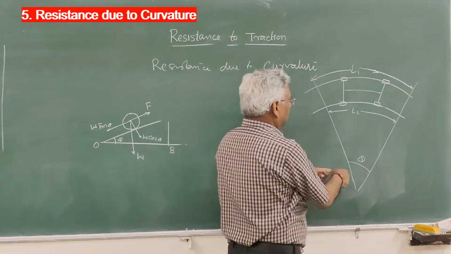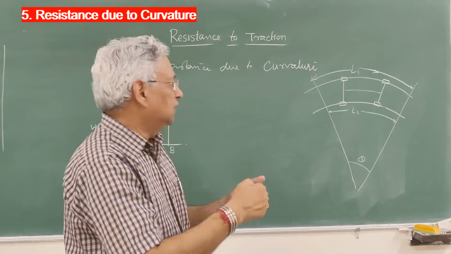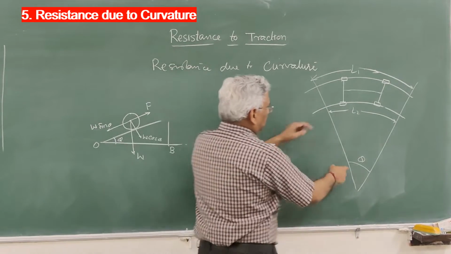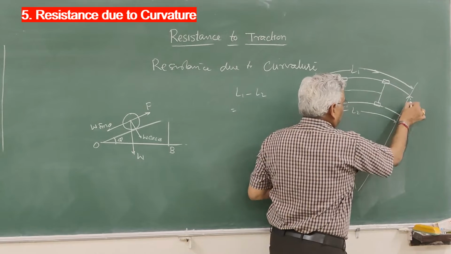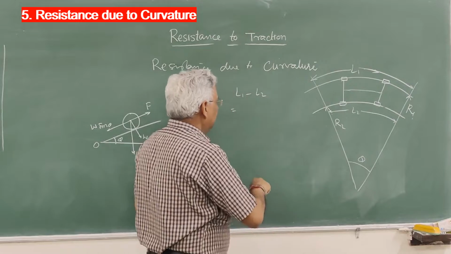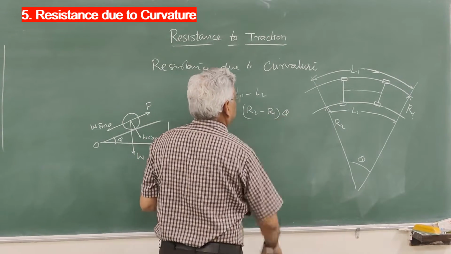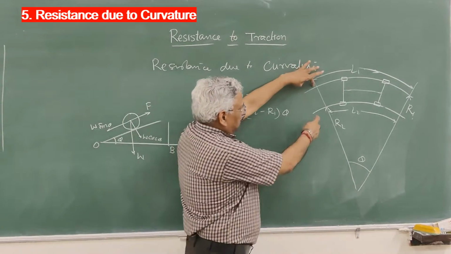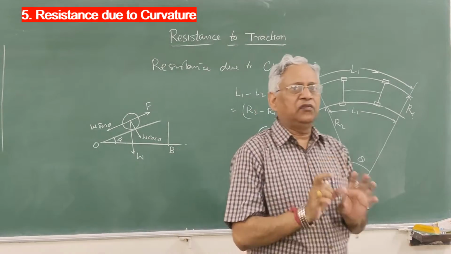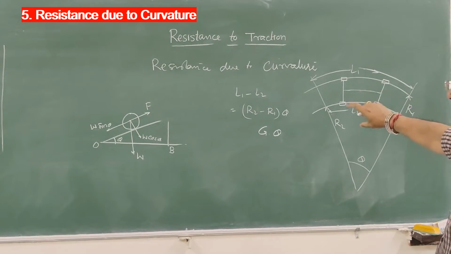for same central angle, then the difference between the length of two rails will be L1 minus L2, and this will be, with the radius of the outer curve R1 and the radius of the inner curve R2, inner rail, R2 minus R1 into theta. And R2 minus R1 is the gauge of the track. So this is gauge into theta. Now this is the difference in length of two rails on a horizontal curve.